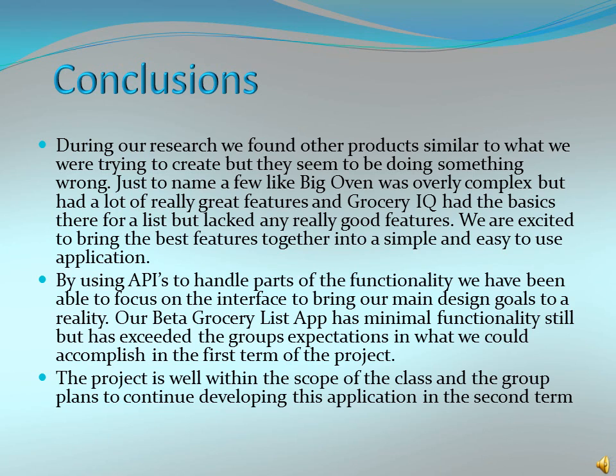Some of our conclusions were that during our research, we found other products similar to what we were trying to create that seemed to be doing everything wrong. For example, we researched one called Big Oven. This is a very large app for the phone that had a lot of functionality to it, but its problem was it was overly complex and hard to use.